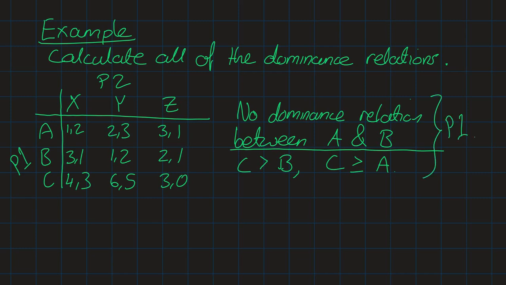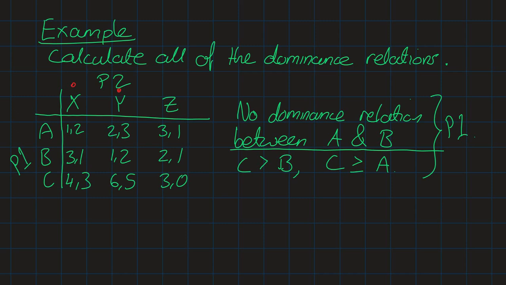Now we need to do player 2. So let's consider X and Y. And when you're doing these sort of questions, it's guaranteed that at some point you'll compare the wrong numbers. You'll make a mistake and you'll compare the wrong numbers. Everyone does it. It's hard not to do this, right? When I'm comparing X and Y in terms of dominance relations, the numbers I care about are 2 and 3. I care about the payoffs for player 2. Okay?